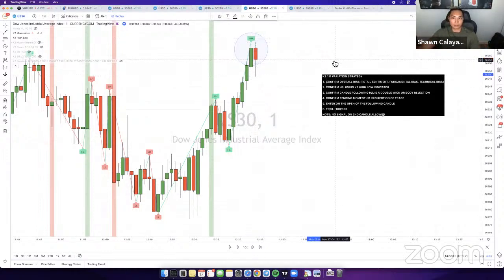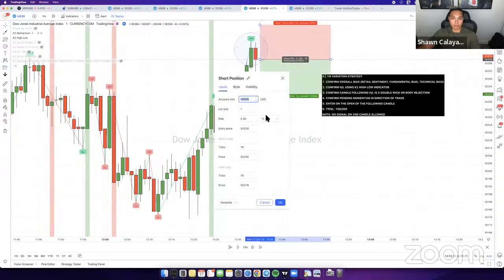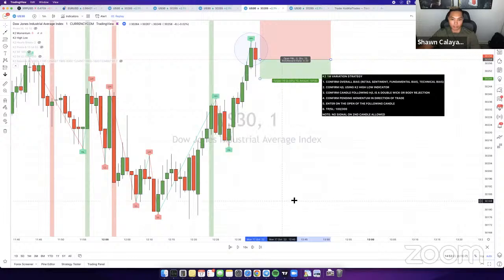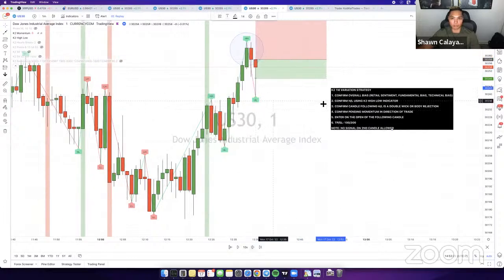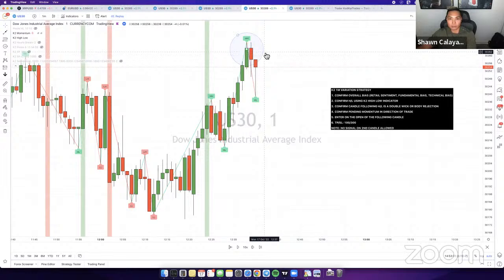With that said, you want to confirm you're trading in the direction of pending momentum. You have a buy signal right here. Next signal has to be a sell. So you'd enter this trade right here for short at the close of the candle. You let the trade run, and there you go, full TP. So this is an example of a V1 variation. So that's a difference. You're looking for a pending momentum here.